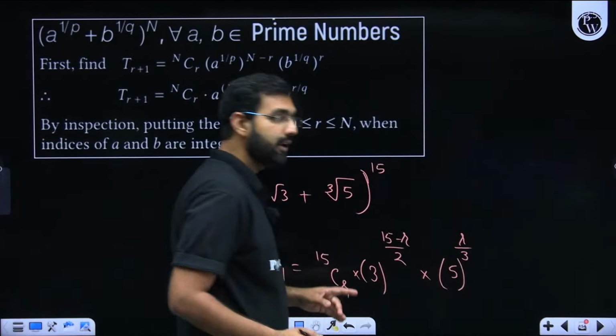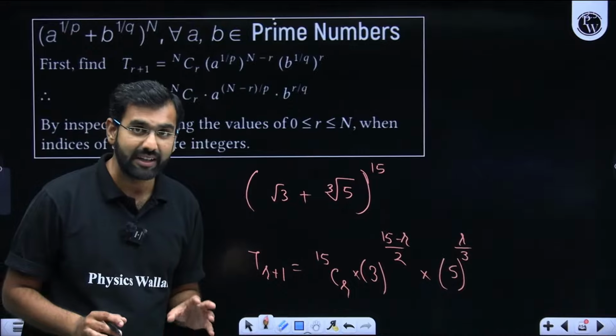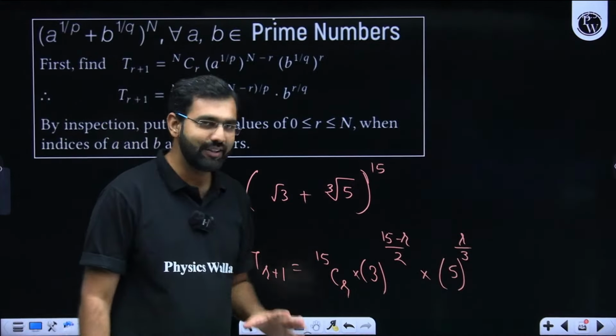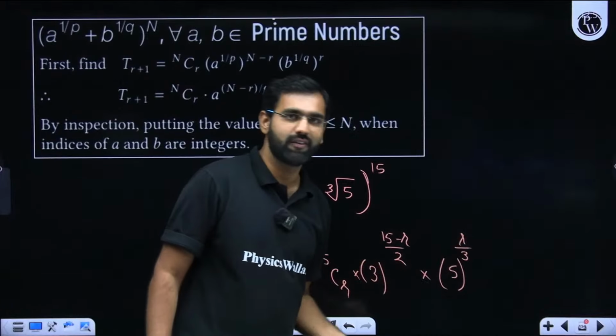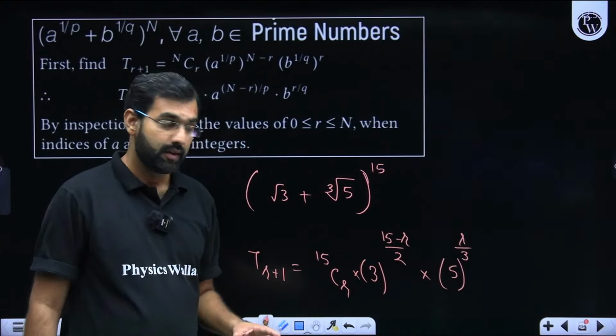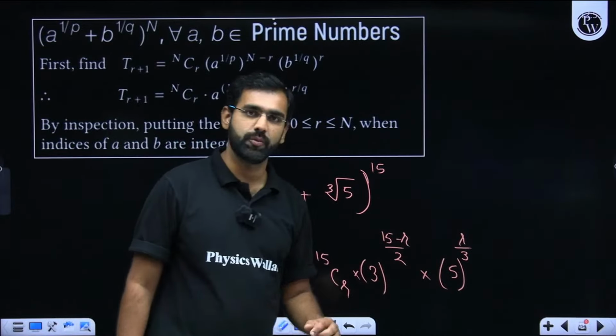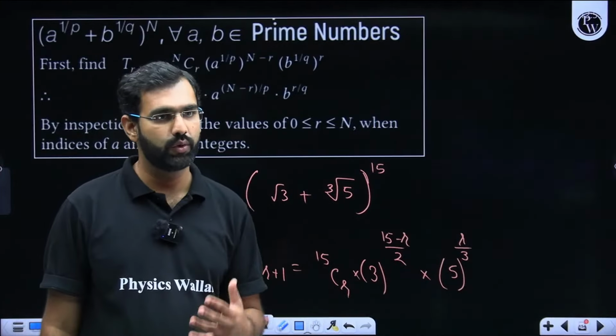So now, if I want an integral value, an integer, I need to ensure that this power and this power are integers, which means 15 minus r and r should be divisible by 3. So with hit and trial, you can work it out.